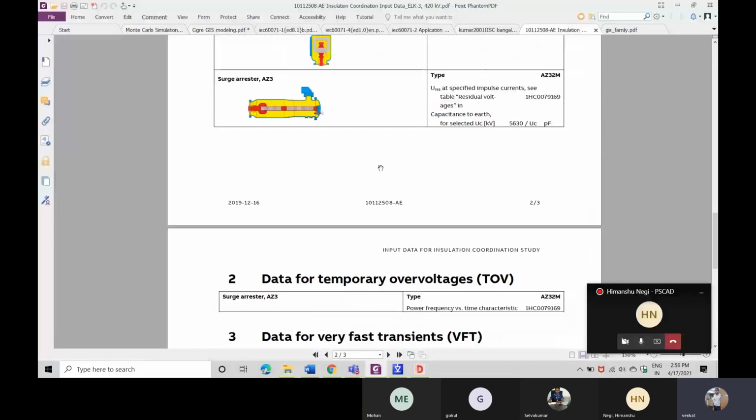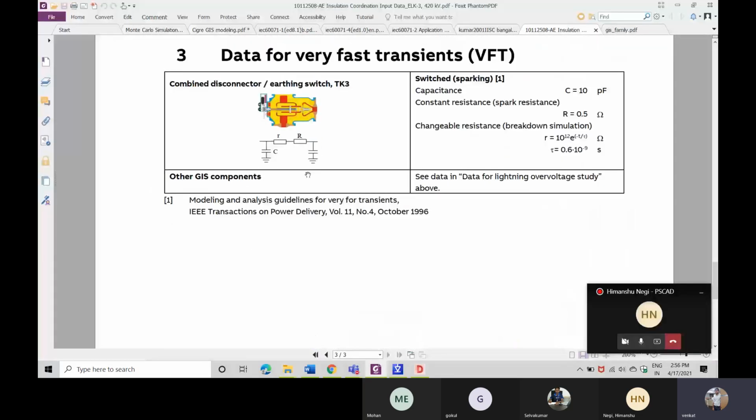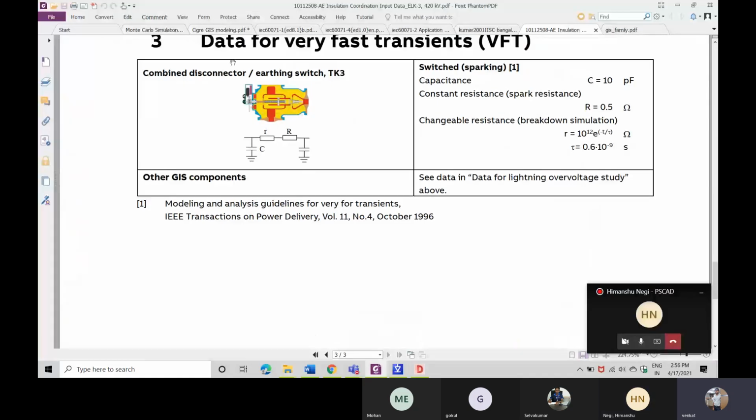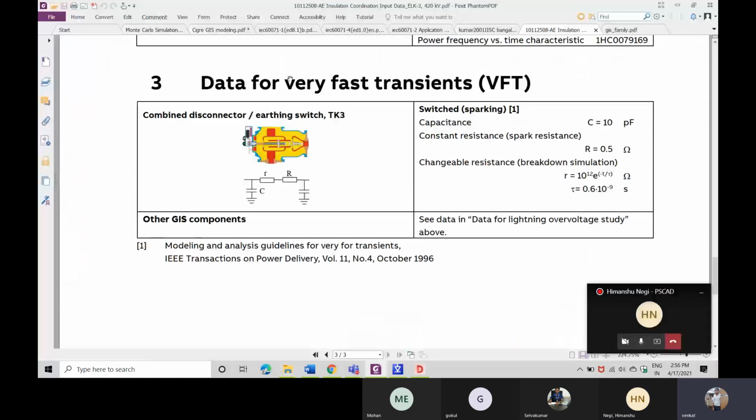The other important thing is the disconnector action, if the customer has provided it. This combined disconnector input is basically only for the very fast transients. This input you have to get from the customer. They might have specified the capacitance, or what resistance we have to take, and how this disconnector will act. This is the data which they will give to us.